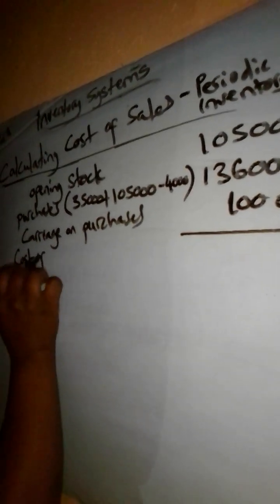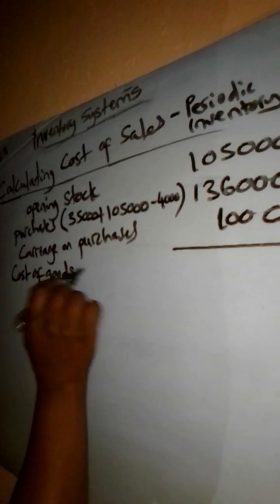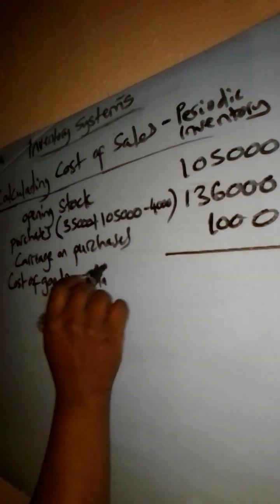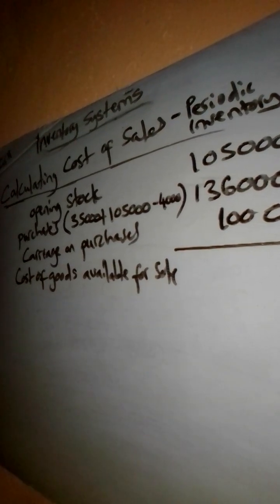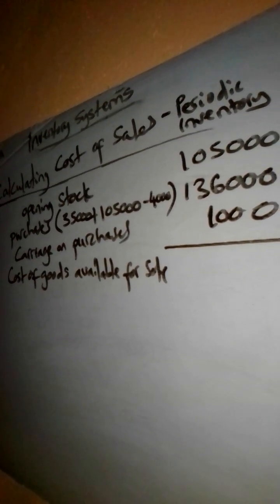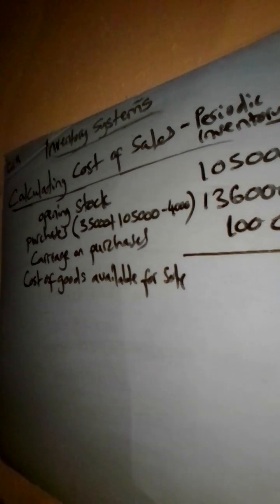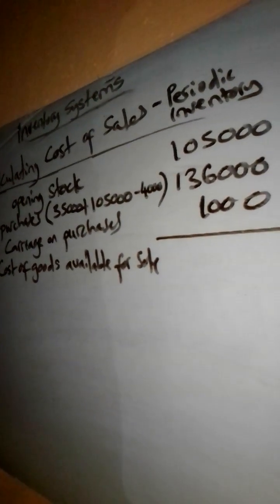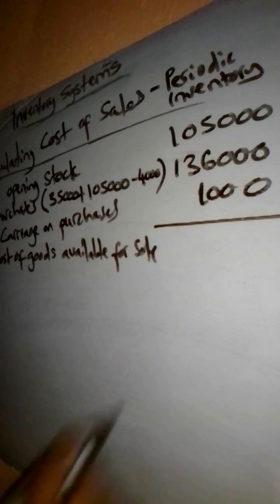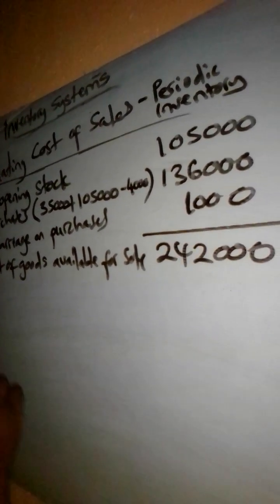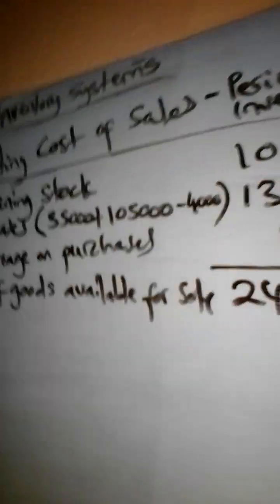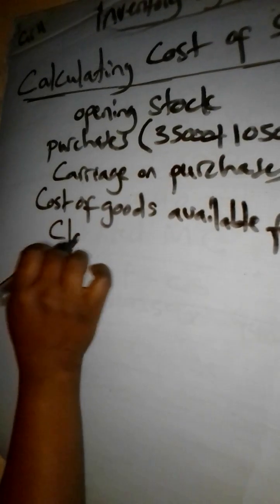That is all. So the next thing is for us to calculate the cost of goods available for sale. How do we get the cost of goods available for sale? Opening stock, add purchases, add carriage. If we add everything that is here, we are going to remain with something like 242,000. The last thing that is left for our cost of sales is to record our closing stock.